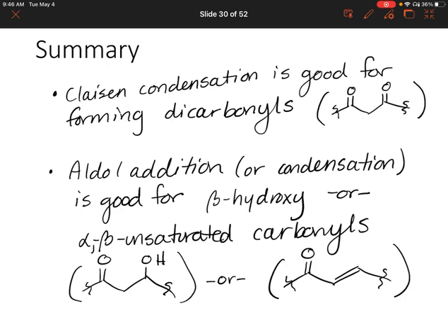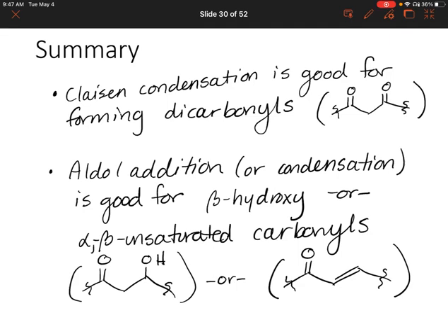Okay, so both reactions are really useful. It just kind of depends on what you're trying to form. This might be part of a synthesis problem, or maybe this is just the final product you're trying to get to. Either way, we have these new tools in our tool belt, and we can form either dicarbonyls or a beta hydroxy carbonyl or an alpha beta unsaturated carbonyl.